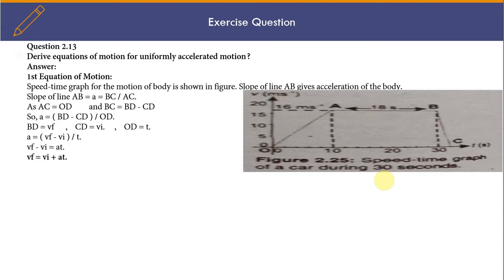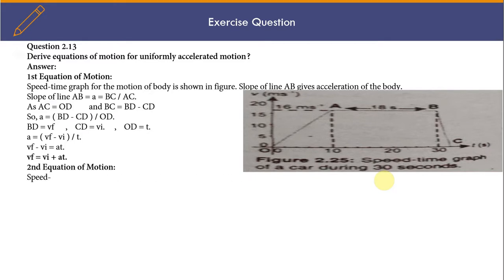at, and when we replace the order, Vf is equal to Vi plus at, which is the first equation of motion. Second equation of motion.